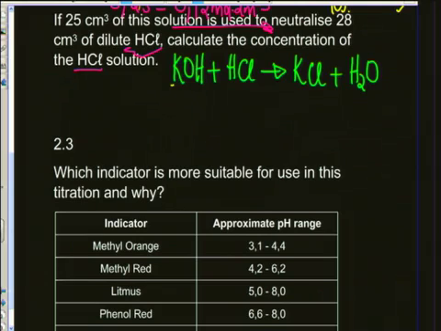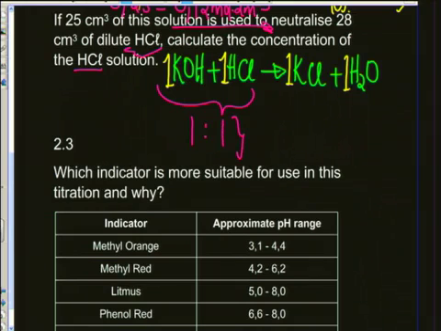1 K on the right, 1 oxygen on the left, 1 oxygen on the right, 2 hydrogens on the left, 2 hydrogens on the right, 1 Cl on the left, 1 Cl on the right. So balanced. So this tells me that for every 1 mole of KOH, I would need 1 mole of HCl to react with it so that I can produce 1 mole of KCl and 1 mole of H2O. So the ratio in which the acid reacts with the base is 1:1, all right? We're talking about molar ratio. This is a molar ratio, okay?